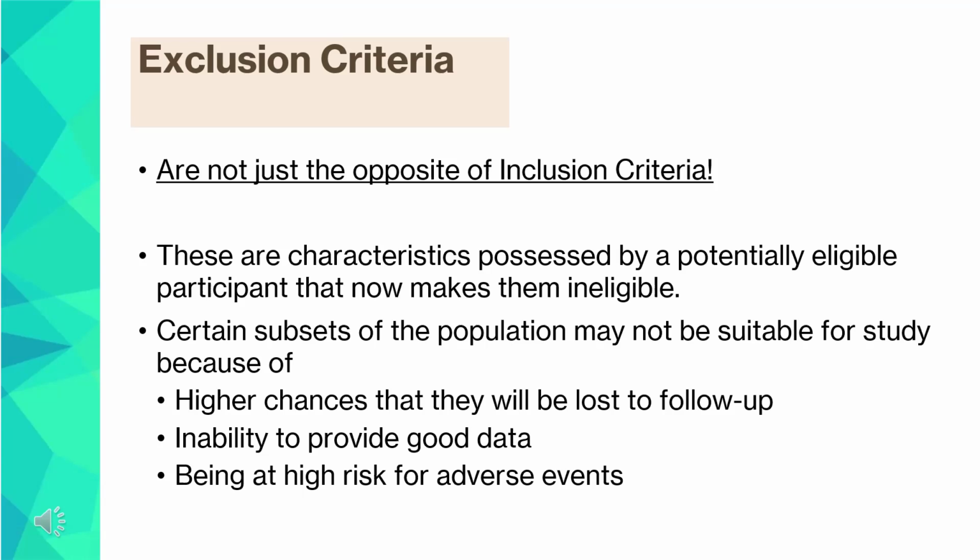So, certain subsets of the population may be deemed not suitable for the study because of a variety of reasons. For example, there's a higher chance that they will be lost to follow up, or maybe they have an inability to provide good data. There could also be exclusion criteria when a person has conditions that render them at high risk for adverse events, let's say in the case of an experimental study.